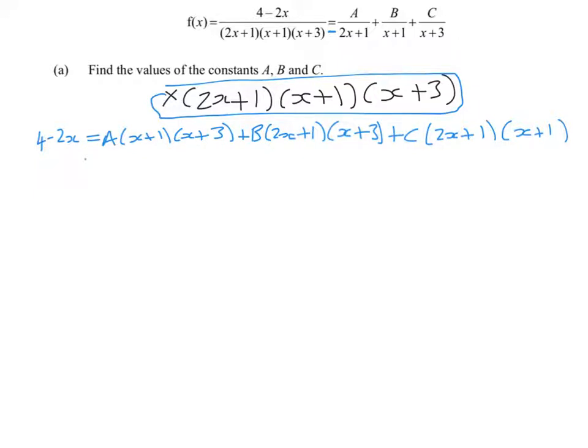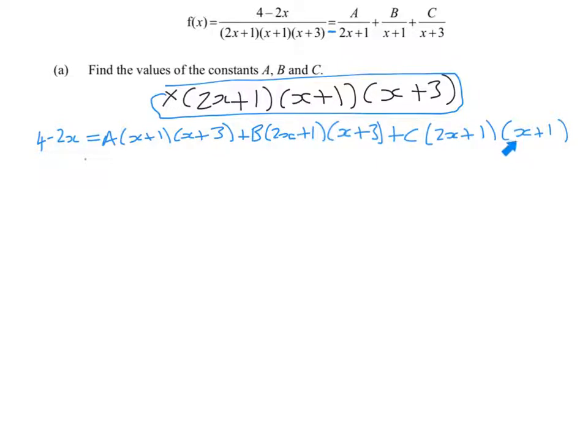Okay, and that's what happens if I multiply through by the denominator. Let's have a little look. Notice you're just left with the numerator on the left-hand side. With A, the 2x plus 1 cancels out. With B, the x plus 1 cancels out. And with C, the x plus 3 cancels out. You've got to get that right. You've got to really concentrate and focus when you're doing this bit, otherwise the rest goes wrong.